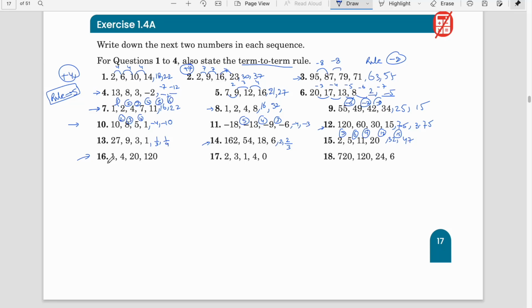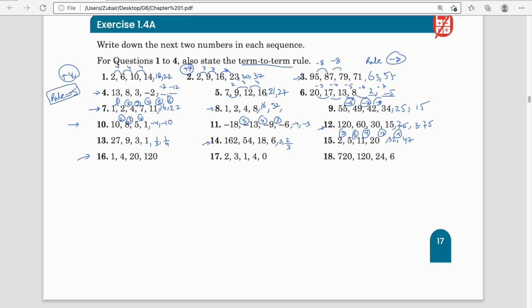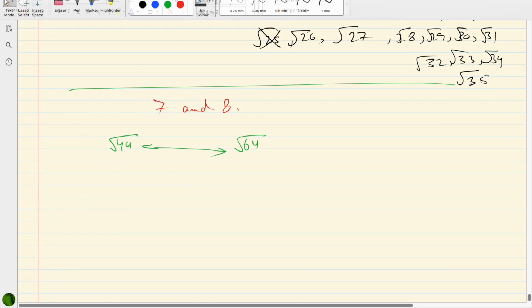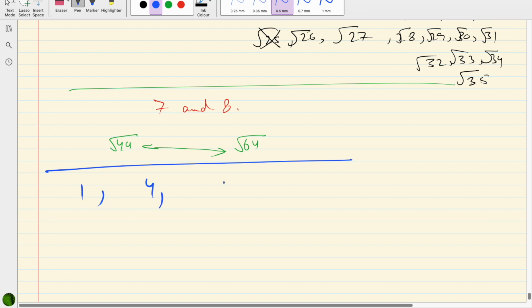16, 1, 4, 20 and 120. Okay, you're thinking about the differences. 1, 4, 20, 120. It's not always addition or subtraction, right? So 1, 4, 20 and 120.